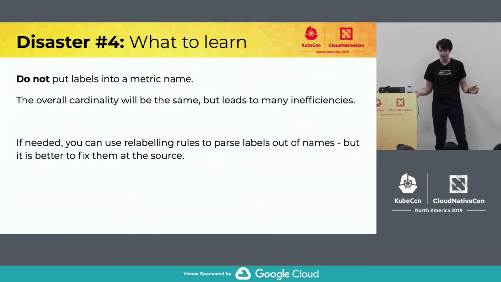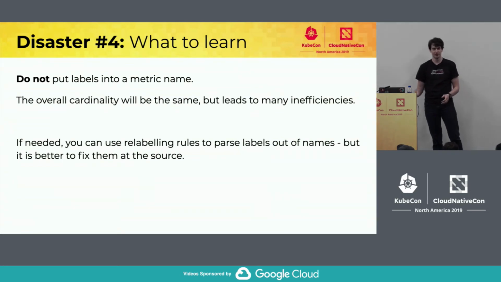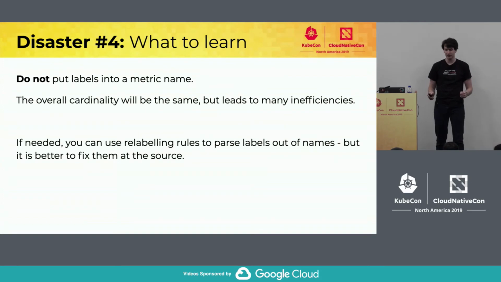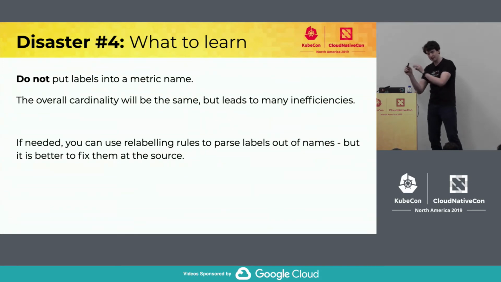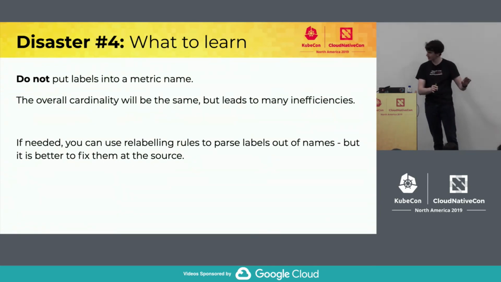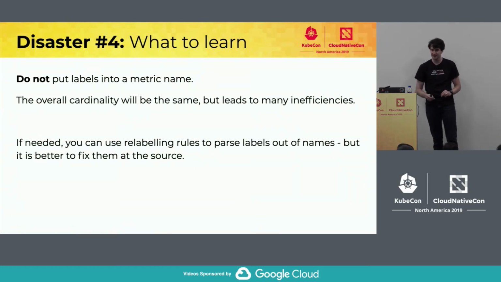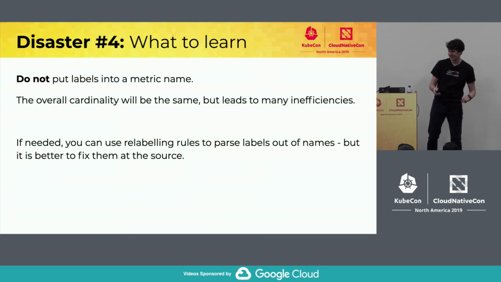But there are ways around this. Hopefully you can fix at the source. But if not, you can write some great relabeling rules to parse out all the label values and then put them into labels themselves and then change the name to something more sane. I think we have probably 400 lines of relabeling configs to do this at one point. It's a good time.